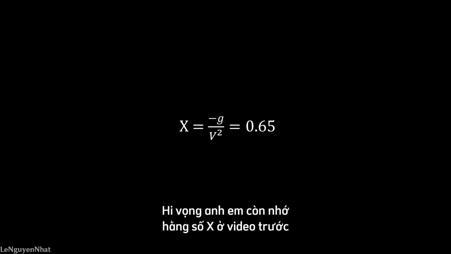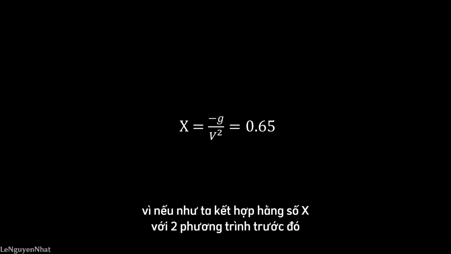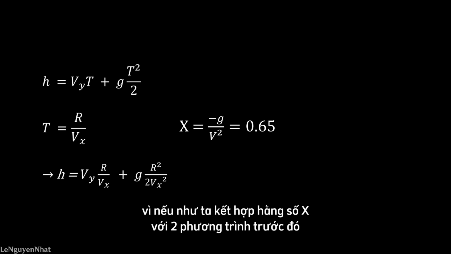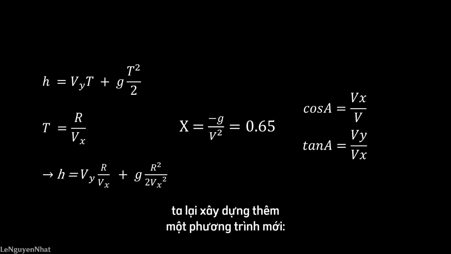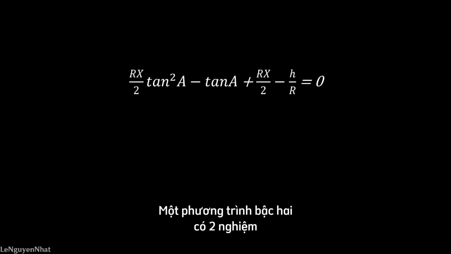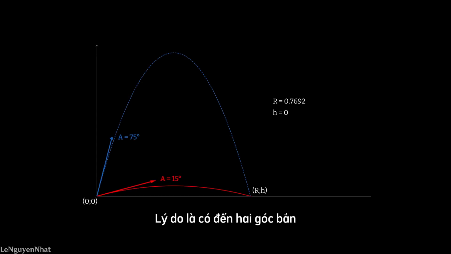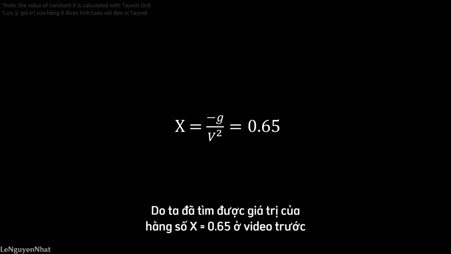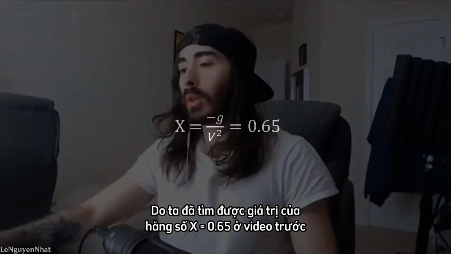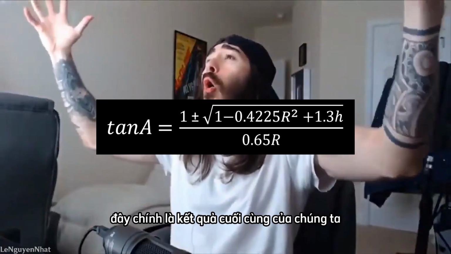I hope that you still remember the constant x from the last video, because if we combine this with the two formulas and apply some trigonometric magic, we can construct a new equation, which is a quadratic equation with two roots, because there are two possible angles for a fixed initial velocity to reach a specific target. Since we've already figured out the value of x, this is how the final result is supposed to be.